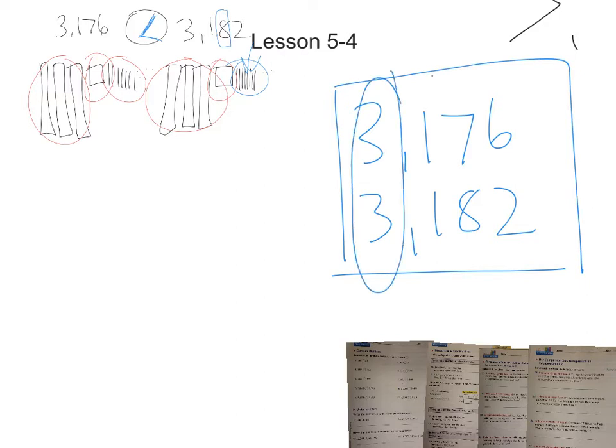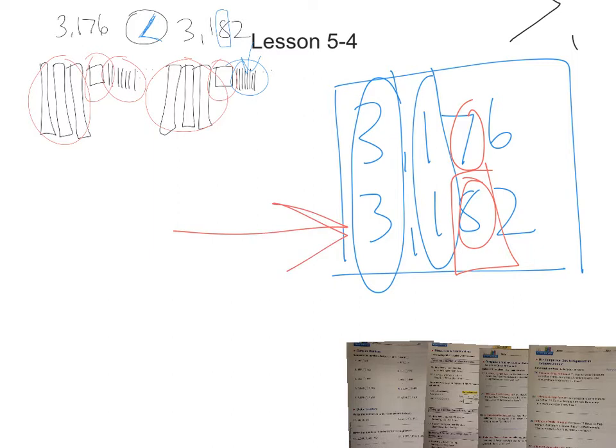3 and 3 are the same. 1 and 1 are the same. 7 and 8 are not the same. This one is bigger, so this number is the bigger of the two. So you know that 3,176 is smaller than, or less than, 3,182.